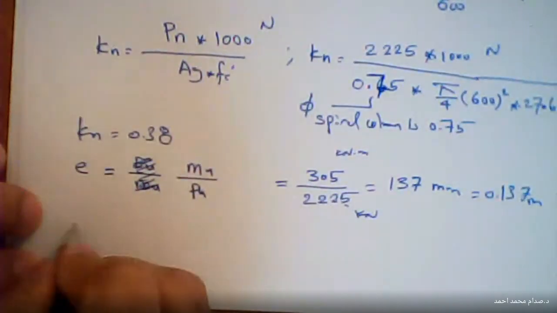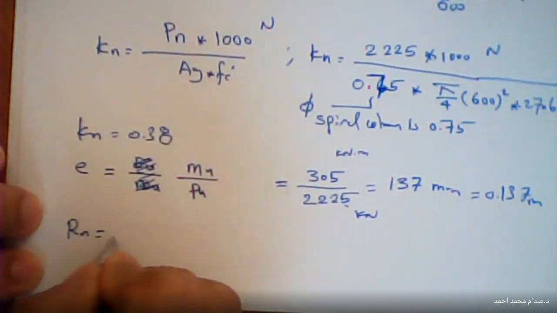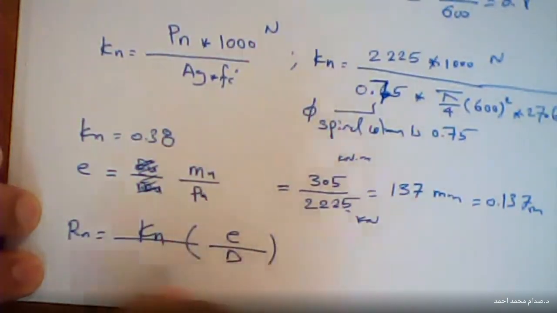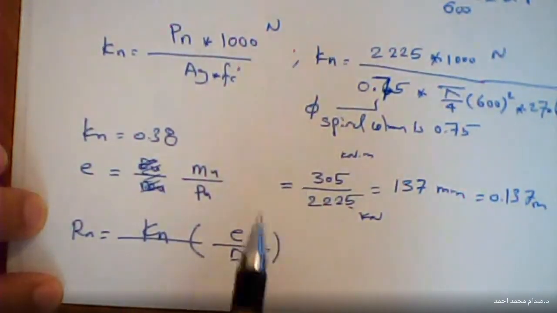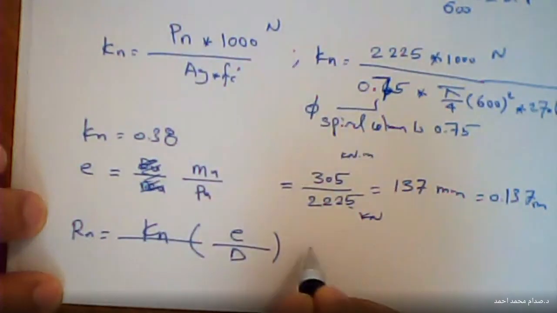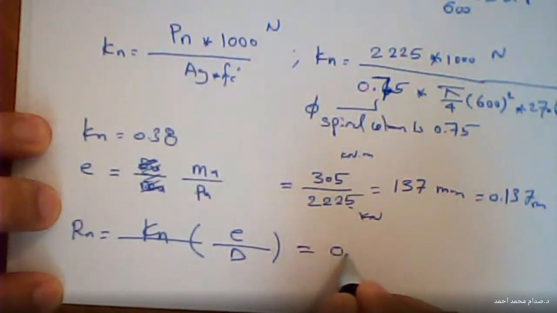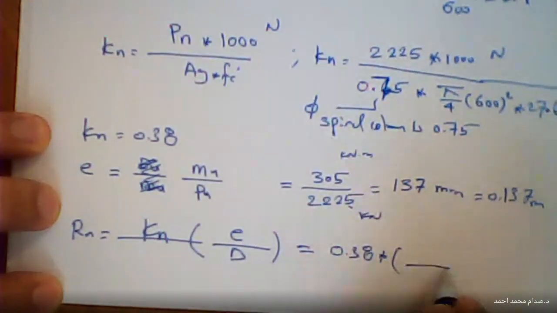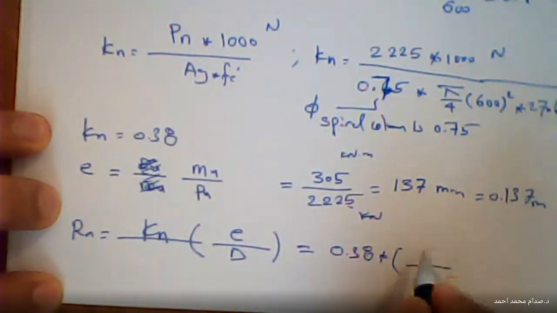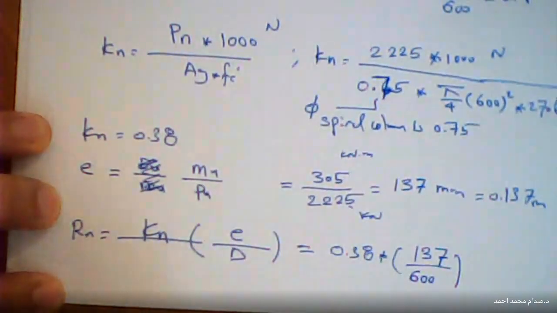So next is to just calculate Rn. Rn is equal to Kn times E over D, not E over H. Why? Because we have a spiral column. So the value of Rn will equal Kn times E over D. Why D? Because there is no H. This value will come out as 0.38 multiplied by E. We can use millimeter or meter, it doesn't matter, but both should be the same. If I put this one in millimeter, I must put the diameter as 600 millimeter.